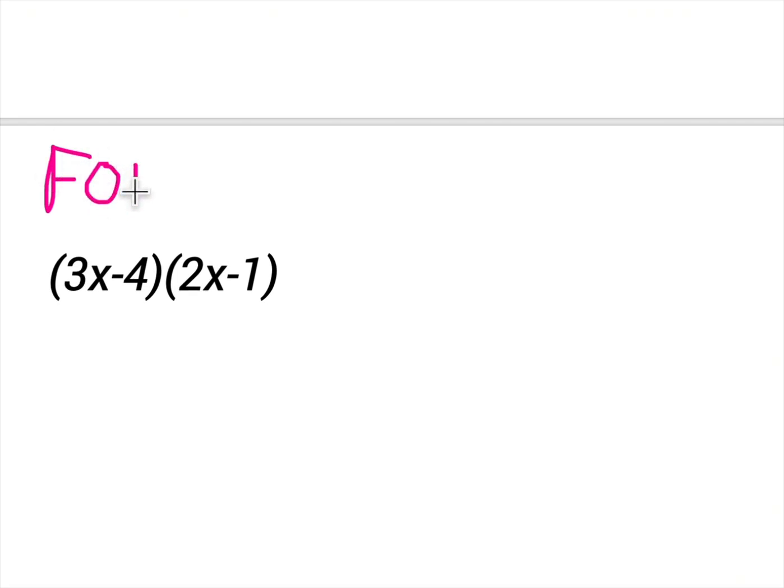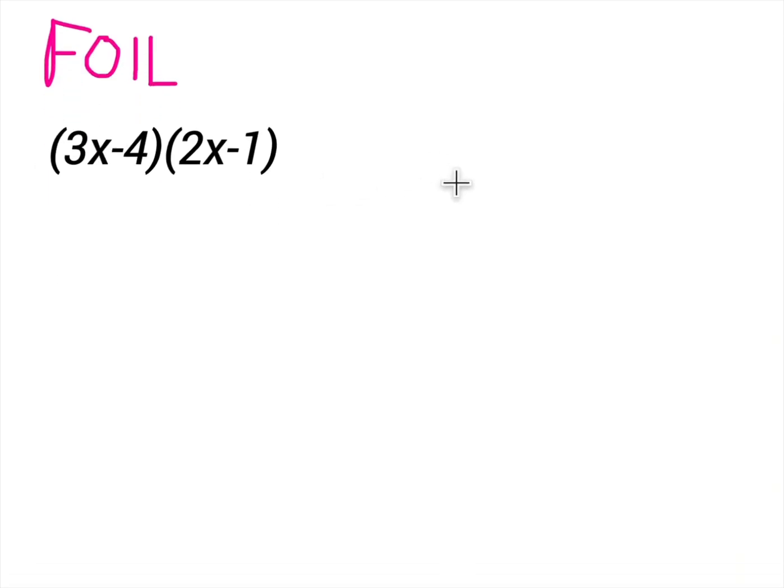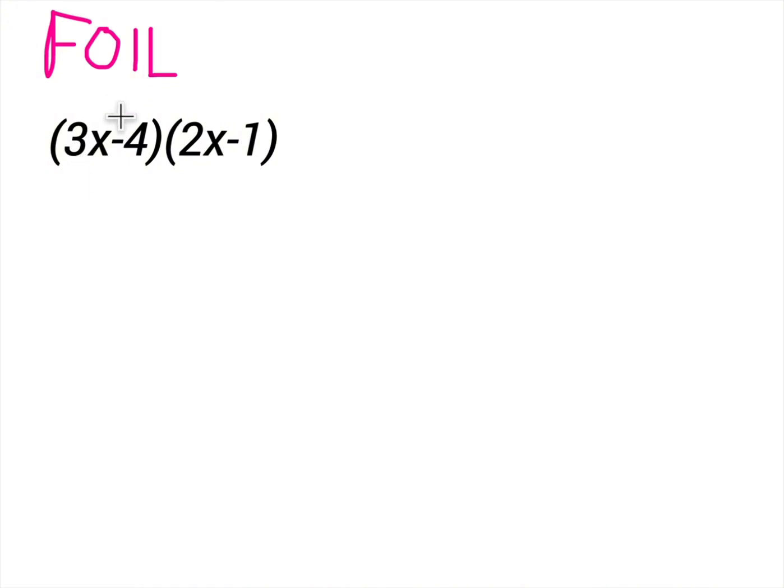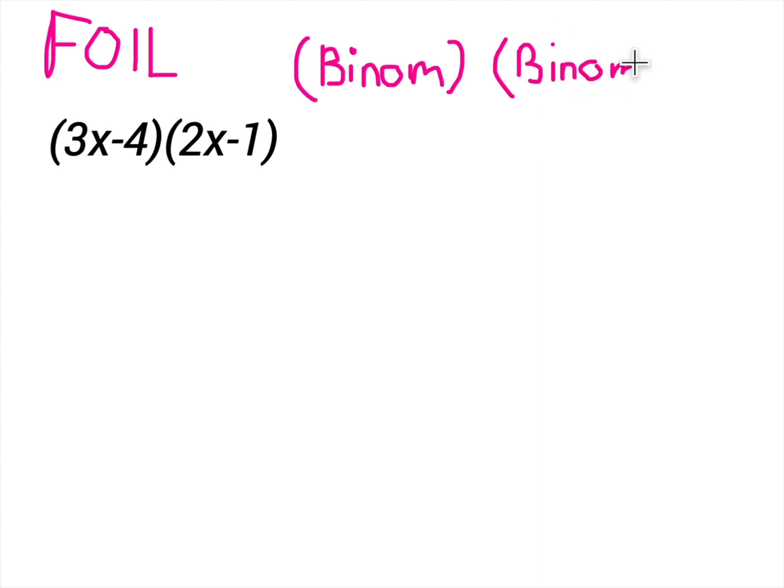Now, with all this knowledge, we can apply this to the FOIL method. As you can see here, there are 2 binomials, 1, 2 terms, times 1, 2 terms. So I'm just going to write binomial times another binomial. I'll just write binom for short. You might be wondering, how do we multiply these two? There's many ways you can try, but it will not work out. So this is why we use the FOIL method.